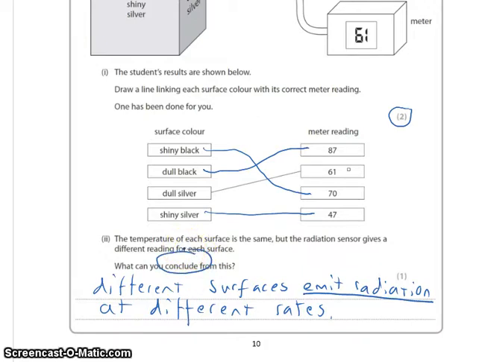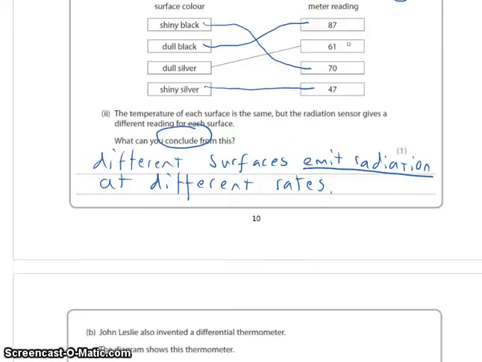Now, lots of you have written conclusions about black being the best absorber or silver being the best reflector. Now, you're correct in terms of, black is the best absorber and silver is the best reflector, but you cannot conclude that from this experiment. So if you've written those things in addition to what I've written here, then I'm going to mark that as incorrect, because you cannot conclude those things from this experiment.